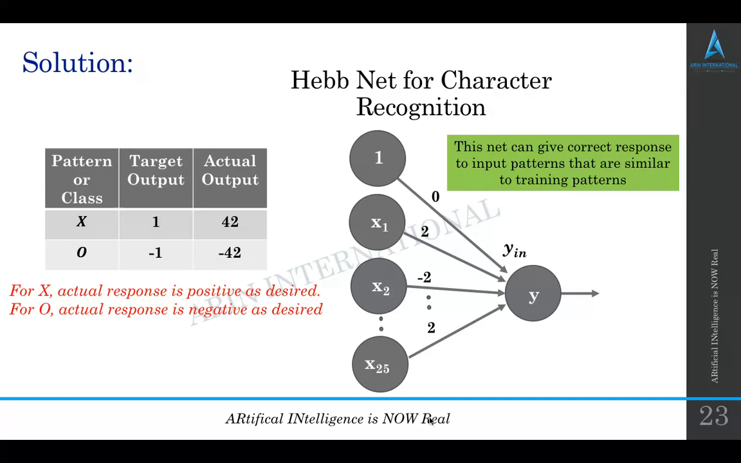Since there are 25 inputs, we can see x1, x2 and so on up to x25. These are the inputs. And the weight values are written on the connections. And finally, we obtain the output. So the output will be 42 if we are applying X and it will be -42 if we apply O. So one is positive and other is negative as indicated by the target output.